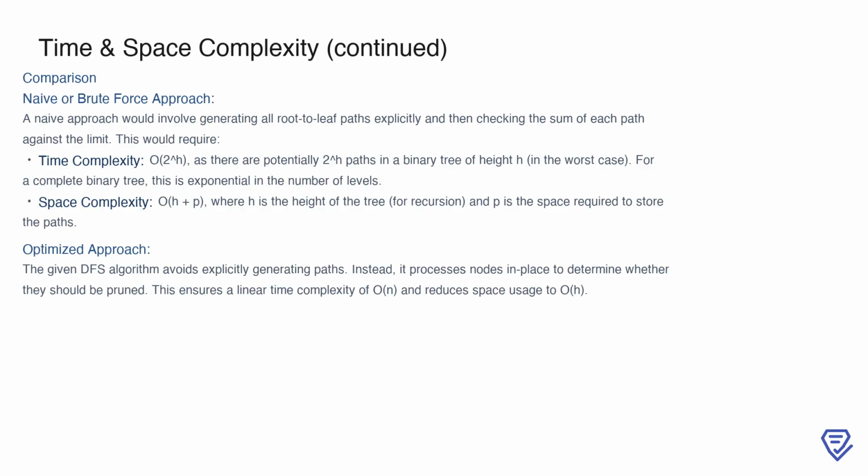In contrast, the optimized DFS algorithm we're analyzing avoids the need to explicitly generate paths. Instead, it evaluates nodes in place, determining whether they should be pruned as part of the traversal. This reduces the time complexity to O(n) and the space complexity to O(h), making it much more efficient.